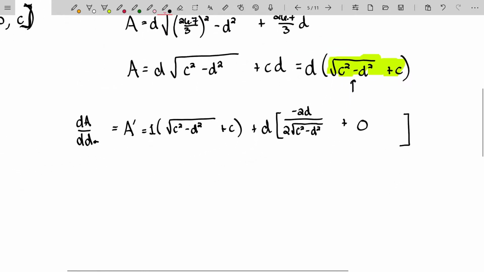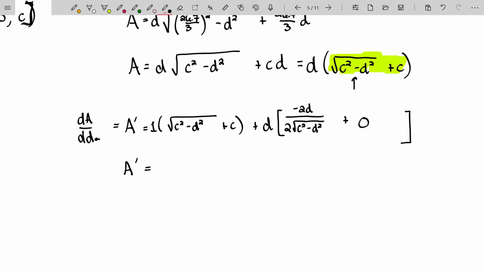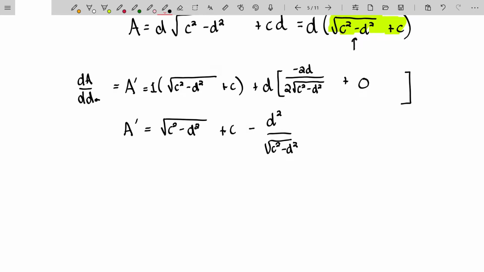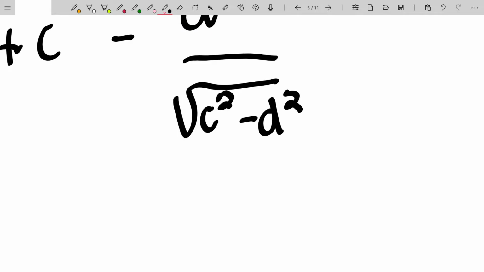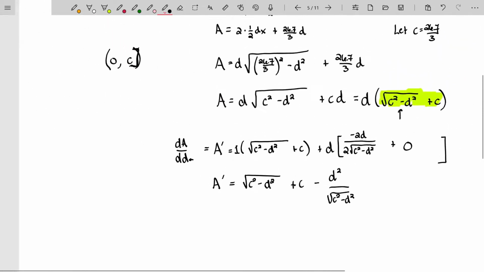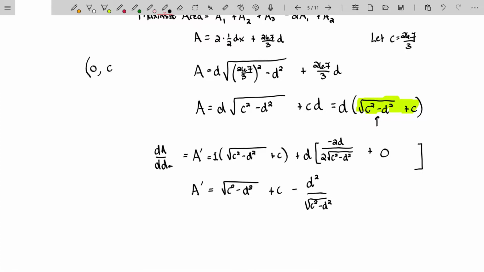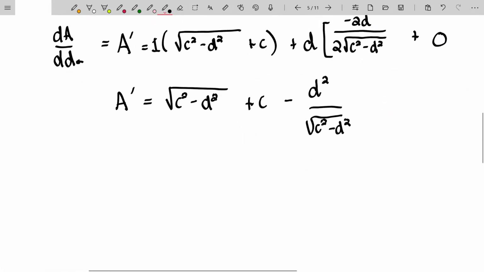All right, so let's see what happens here. A prime is equal to the root of C squared minus D squared plus C, minus D squared over the root of C squared minus D squared. It would be a good idea maybe to set these, well, no, you're not taking a second derivative. It's fine. You should notice that this does not exist when D is equal to C. So D cannot be equal to C, so our domain actually will not include that edge C. That's fine. But otherwise, we're fine.